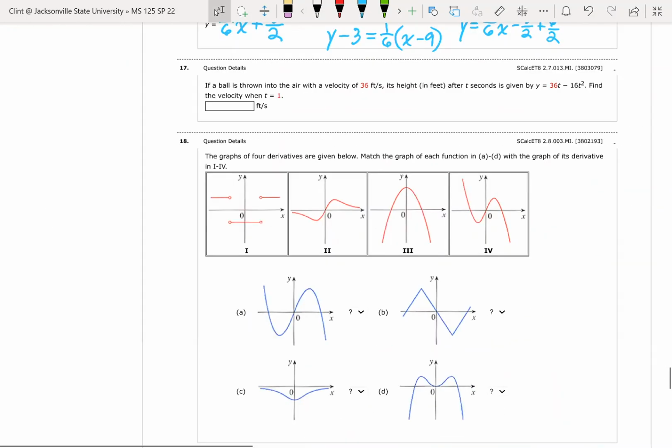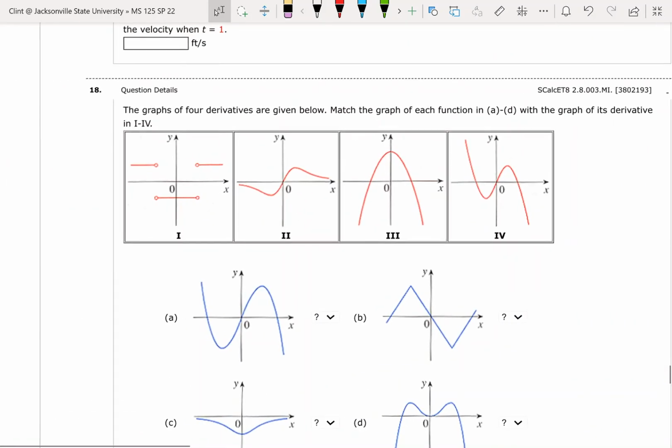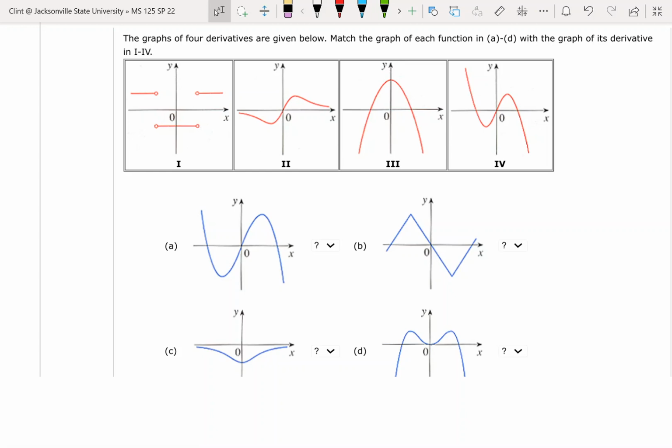18, we're matching up derivatives with graphs. These can be tough if you don't know what to look for. So these are the derivatives. We're trying to match them up with their function.